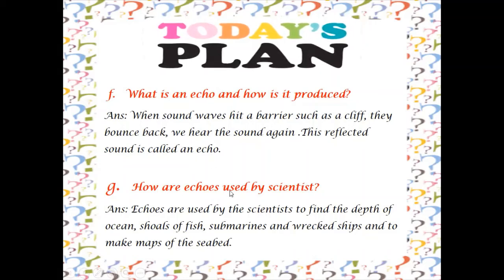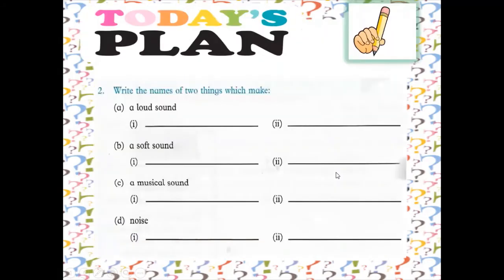How are echoes used by scientists? Students, echoes are used by scientists to find the depth of the ocean, shoals of fish, submarines and wrecked ships, and to make maps of the seabed. This work is for the notebook. Everyone should complete this work.